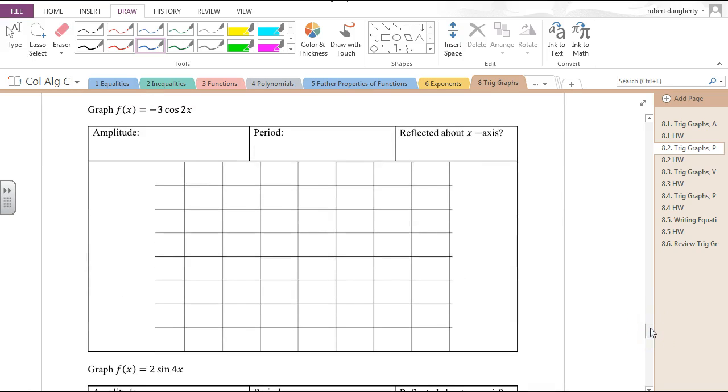Amplitude. 3. Period. Period is pi because 2 pi divided by 2 is pi. Okay. Has this been reflected about the x-axis? Yes. So now it's just up to me to label the graph correctly.